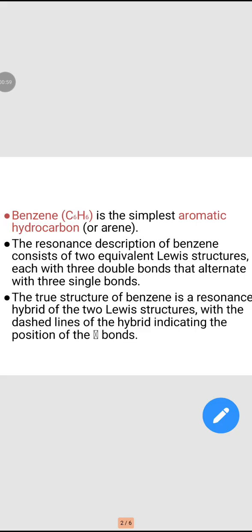The true structure of benzene is a resonance hybrid, with the dashed or dotted lines of the hybrid indicating the position of the pi bonds.